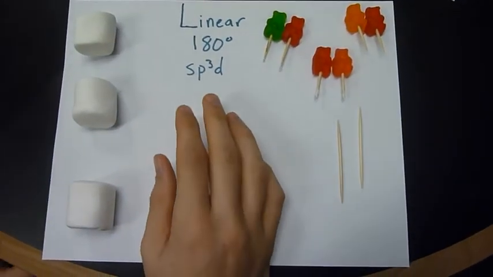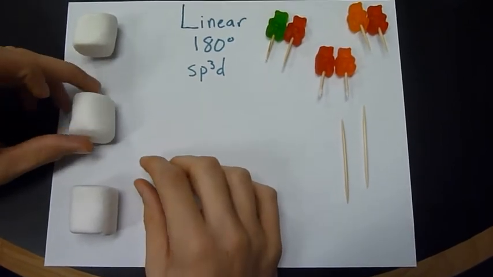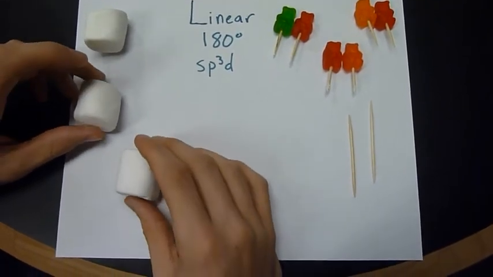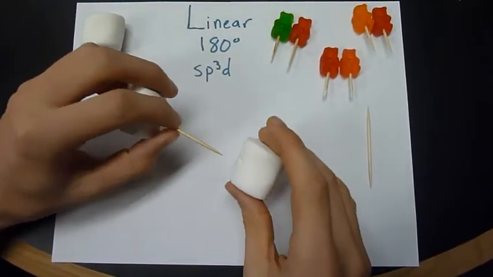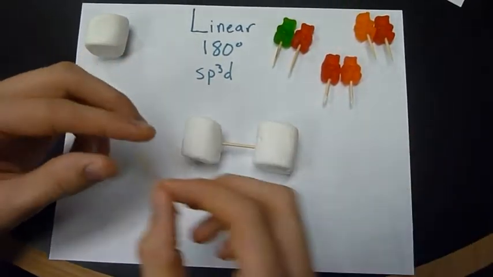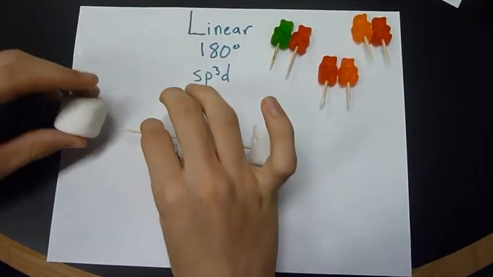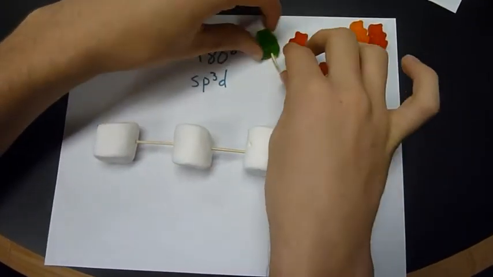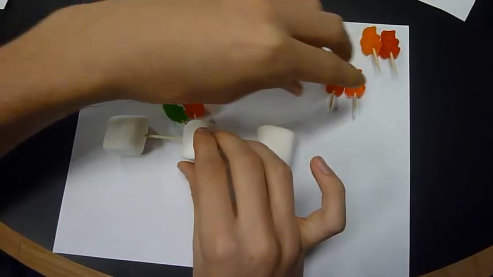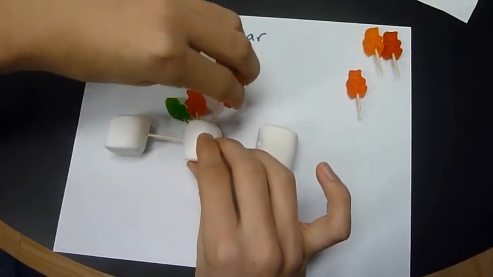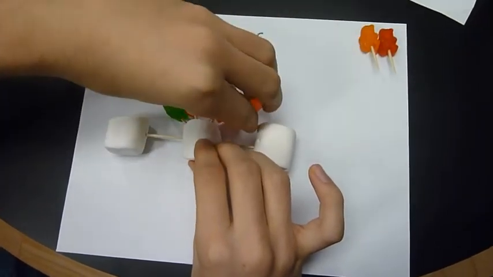Here we have the linear shape with an sp3d hybridization, 1 central atom, 2 bonds, and 3 lone pairs. It forms an angle of 180 degrees. 2 lone pairs go on top, 1 goes on bottom.